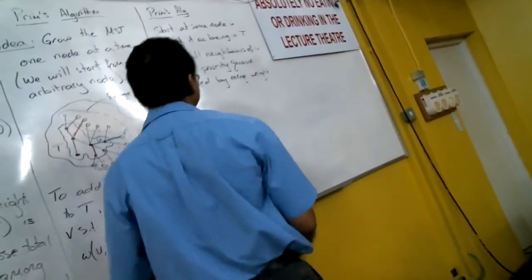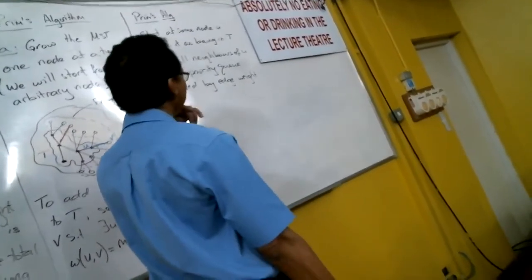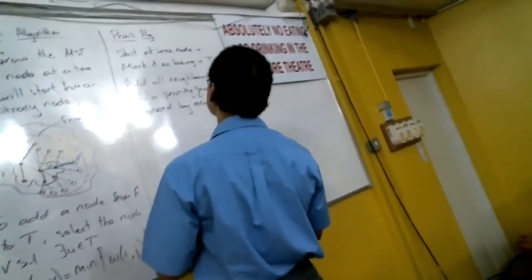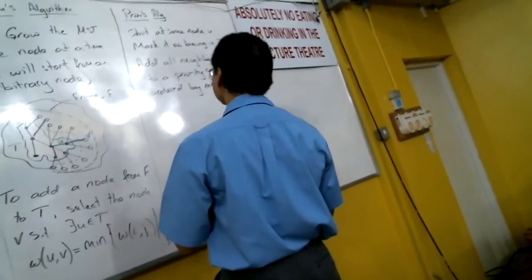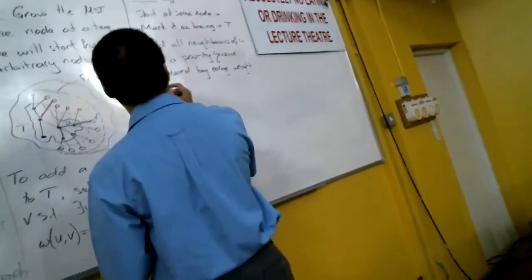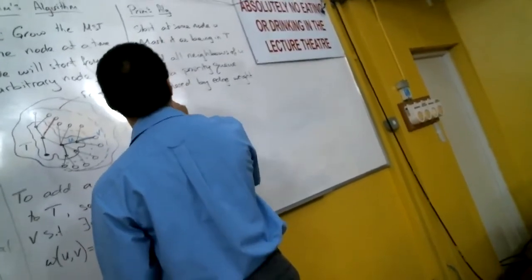Add all neighbors of U to a priority queue ordered by the edge weight. And then repeatedly select. So repeat this process.